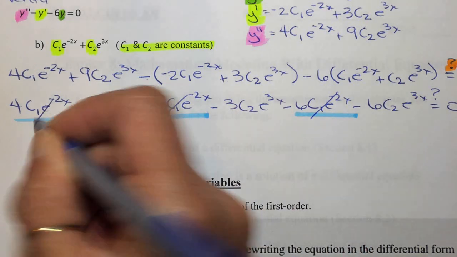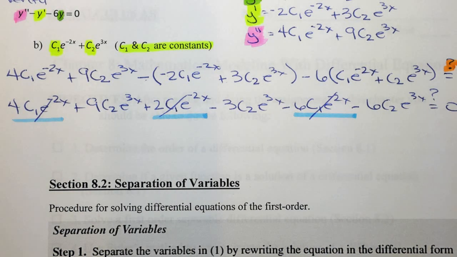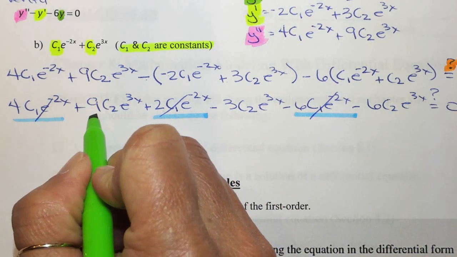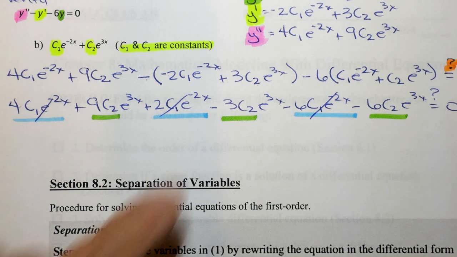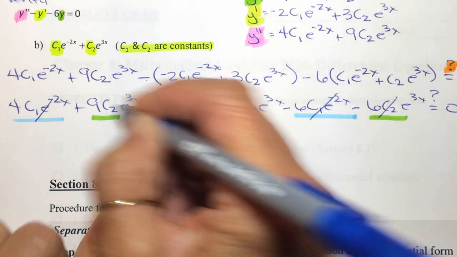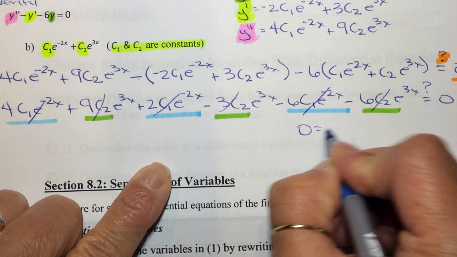Gone, gone, gone. And then I will use, I'm running out of colors, let's just use green again. So I've got this, this, and this. So 9 minus 3 is 6, minus 6 is 0. Verified. 0 is equal to 0. Check.